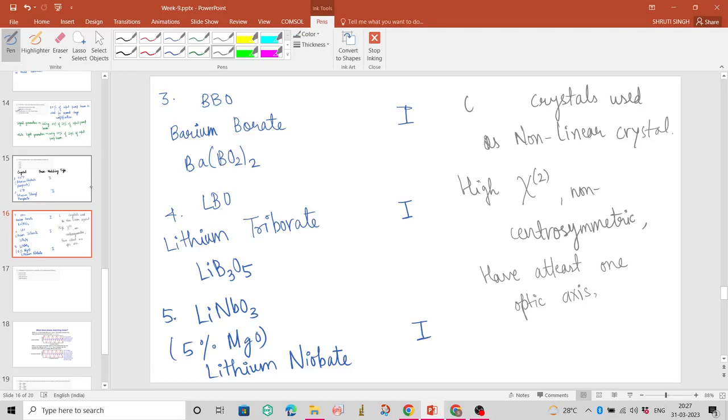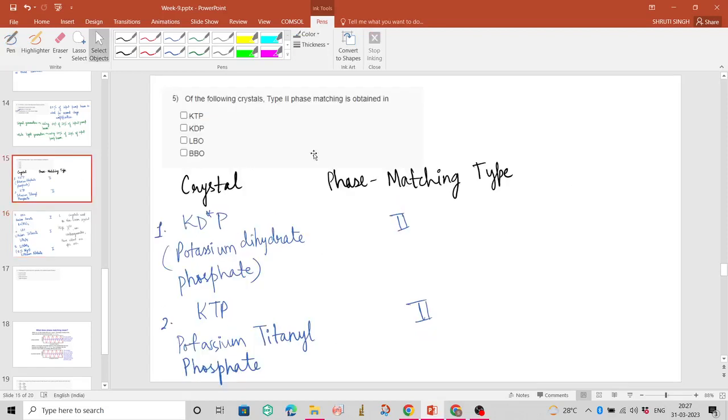So the question asked was, which one of the following crystals has type 2 phase matching? The type 2 is written over here only. Type 2 phase matching is obtained using the crystals KDP and KTP. So options 1 and 2 are correct. It's an MSQ, so we can select both. So type 2 phase matching is obtained using KTP, potassium titanyl phosphate, and KDP, potassium dihydrogen phosphate.